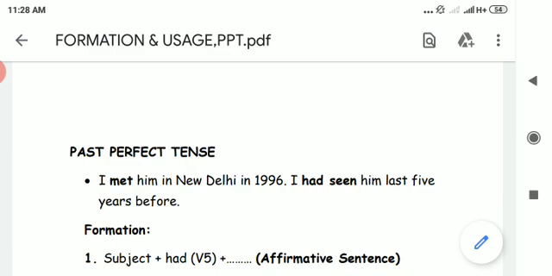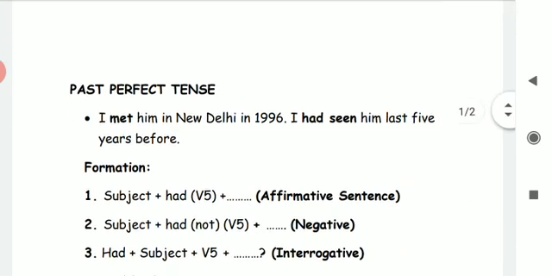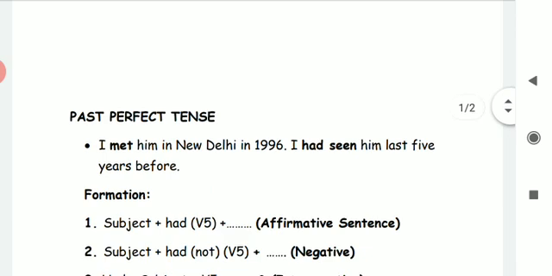Okay. Now we will see its usage later, but let us first try to understand how to form this past perfect tense. Now see here, the first sentence, the affirmative sentence. You are using subject, and then you are using had, and V5, which is considered to be the perfective form of the verb, plus the rest of the sentence.